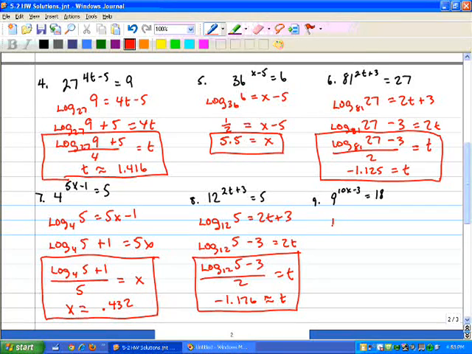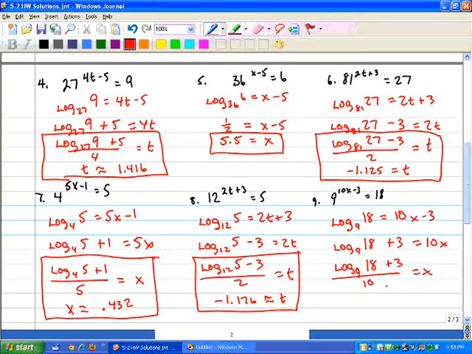Number 9. Again, convert to logarithmic form. Log base 9 of 18 is equal to 10x minus 3. Add 3 to both sides. Log base 9 of 18 plus 3 equals 10x. Divide both sides by 10. We get log base 9 of 18 plus 3 divided by 10 equals x. That's our exact form answer. Now we evaluate log base 9 of 18 as ln 18, close parentheses, divided by ln 9, close parentheses, plus 3, enter, then divide by 10. Our decimal approximation is 0.431 or 2, depending on whether or not you round or chop.